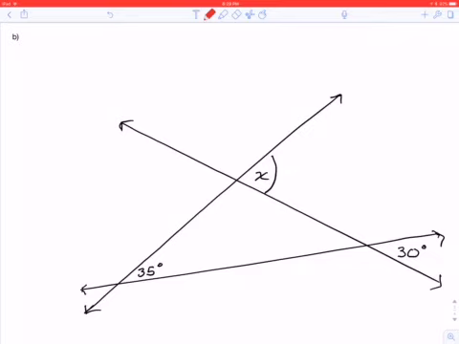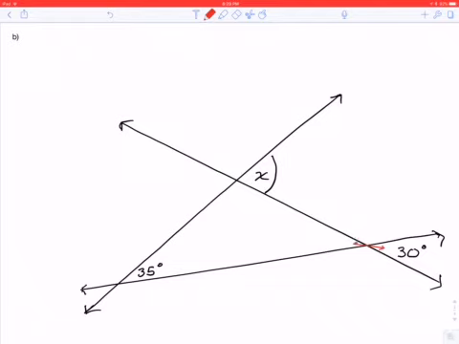I have, again, three intersecting lines forming several angles. We want to use the given angles to find the measure of angle x. So again, we notice that these three intersecting lines form a triangle. So if I can find the interior angles of this triangle, I can find the measure of angle x. Well, I already know the measure of one of the angles inside the triangle.